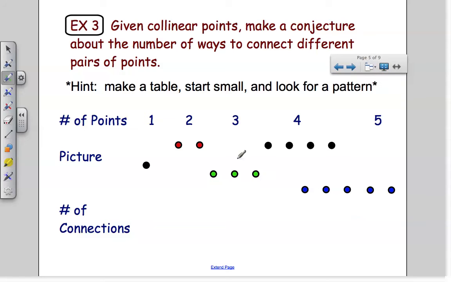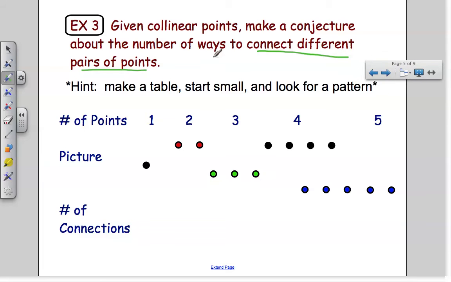Here's a really fun one. Given collinear points, remember that collinear means together on a line. So given collinear points, make a conjecture, make your statement based on your observations, about the number of ways to connect different pairs of points.